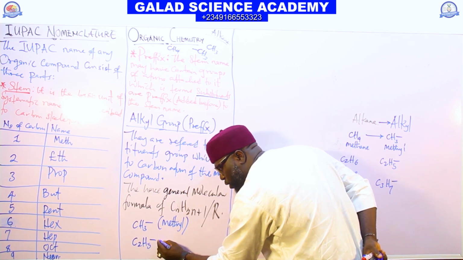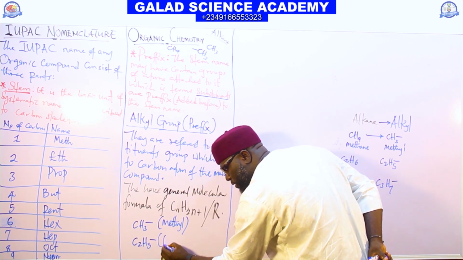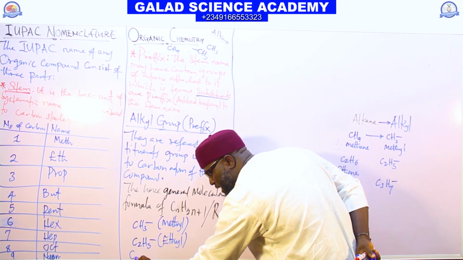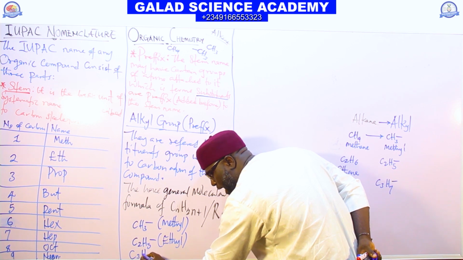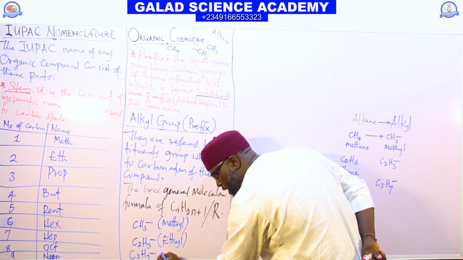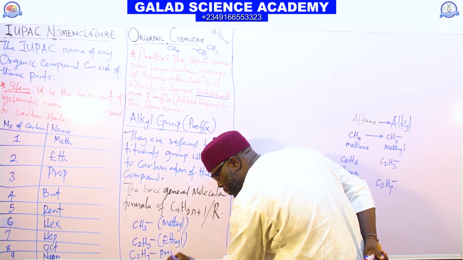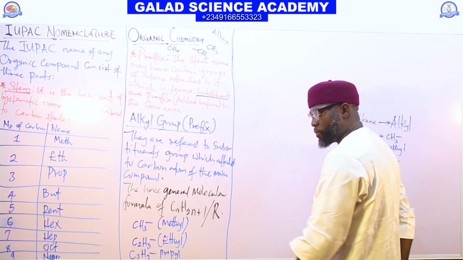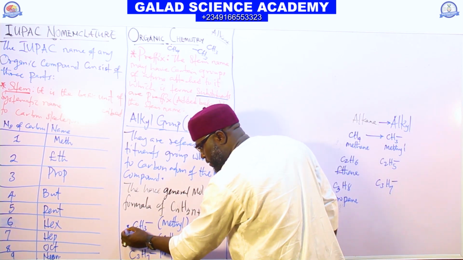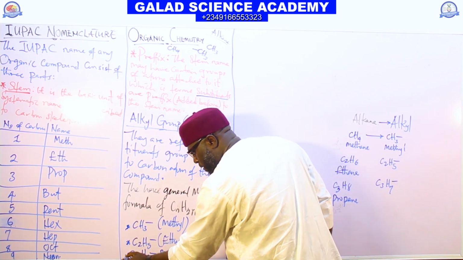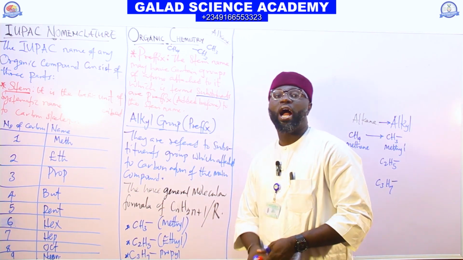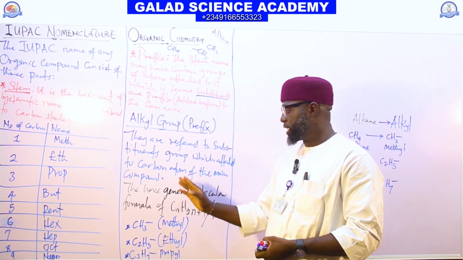If we have C2H5, what do we call it? We call it ethyl. If we have C3H7, what do we call it? We call it propyl, and so on. Please know this. So all of these are alkyl groups, and they are substituted groups.